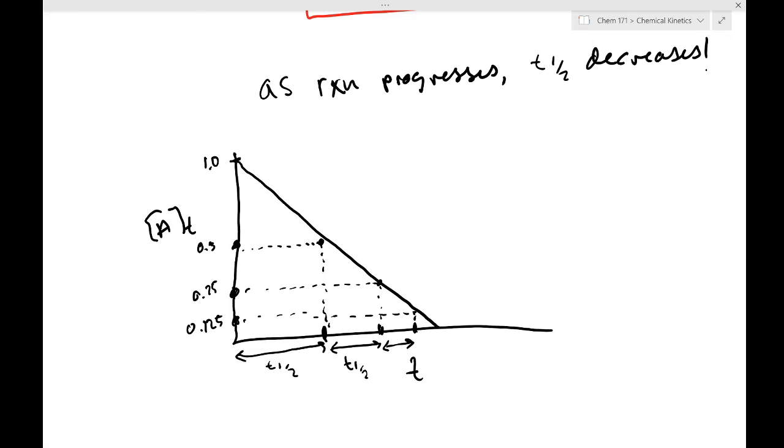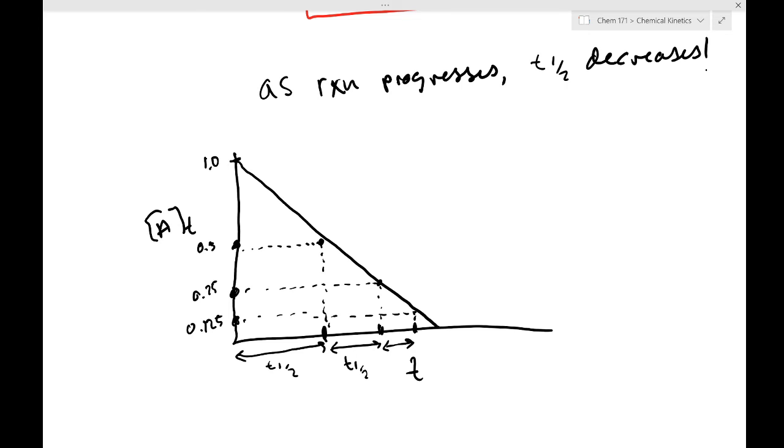Okay, so that's half-life. It simply means the amount of time it takes for half of the reactant to disappear. And as we've seen, sometimes it's dependent on the initial concentration, in the case of second and zeroth order, but other times it's not, in the case of first order.